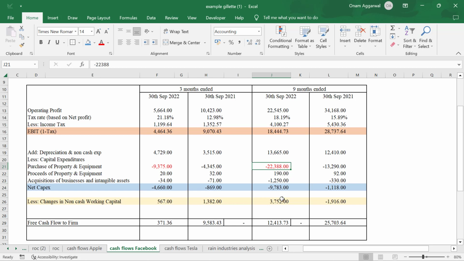Changes in non-cash working capital: in this period, Facebook has a positive non-cash working capital, as compared to last period, when it was negative. But since the other amounts are so huge, this difference is not actually affecting the cash flows. So the cash flows in the 9 months period have reduced almost half. This is how you should look at the cash flows of the company to understand what is actually happening in the company.